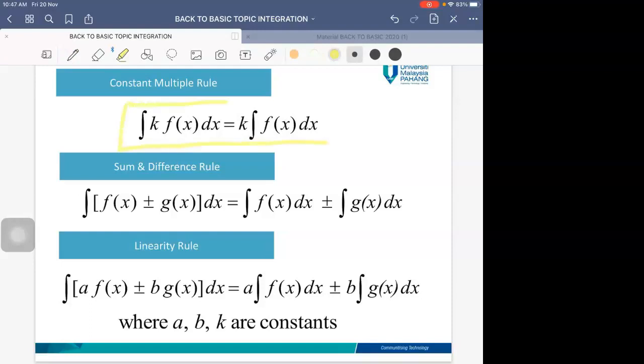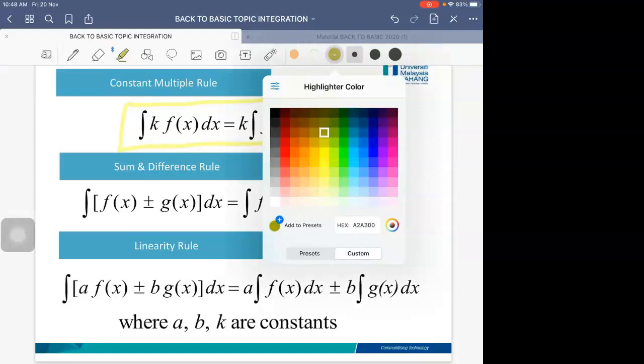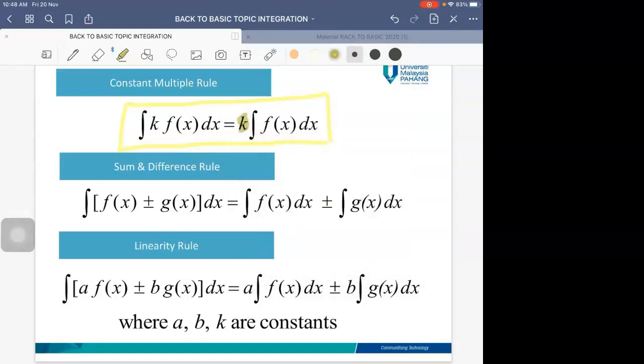This is one important tip. When you solve your integration, it's good to simplify it by bringing out your constant. If you have a function inside your integration, then you can factorize your constant. In order to simplify the integration, you bring out the constant.